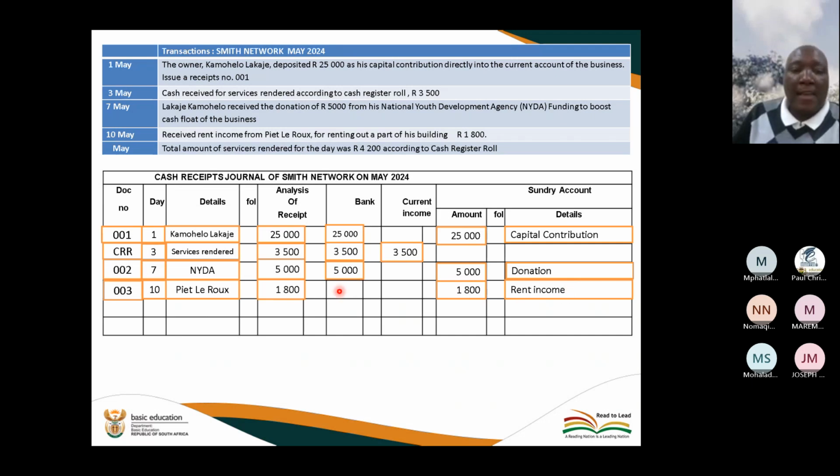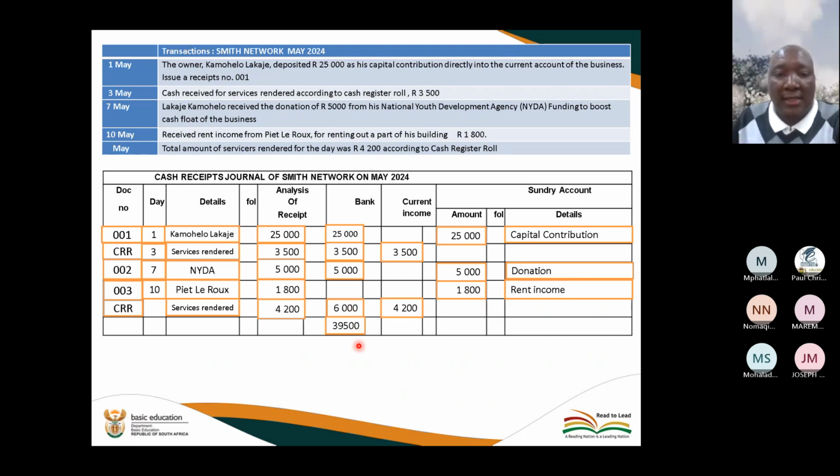The reason why here we didn't put this amount on the bank is because there are 2 transactions in one day. I will emphasize it when we get to the next example so that we can see. CRR services rendered 4,200. When we add this total, it will give you 6,000, and then we transfer this amount, which is 4,200, from here to here, and then the totals. Then we add the totals.